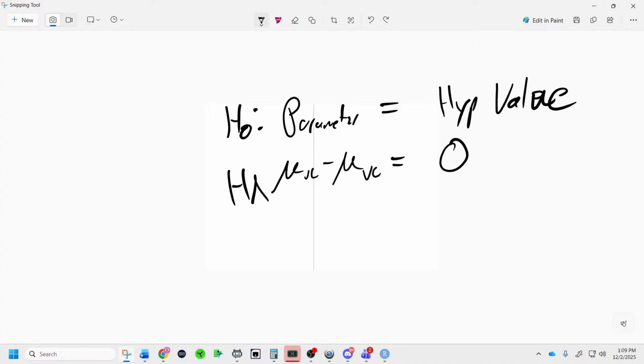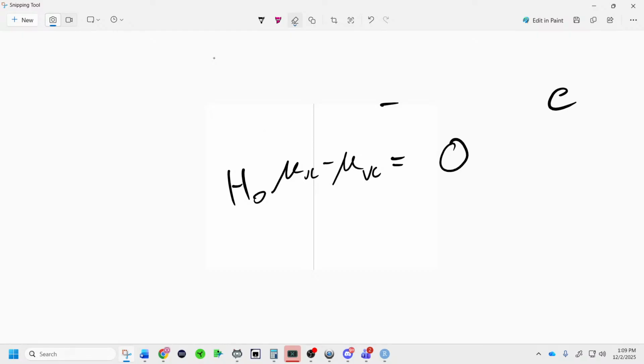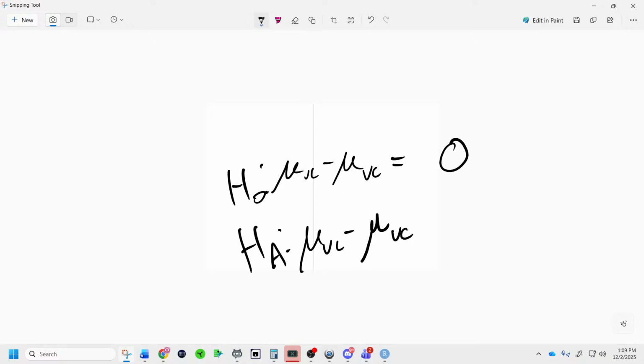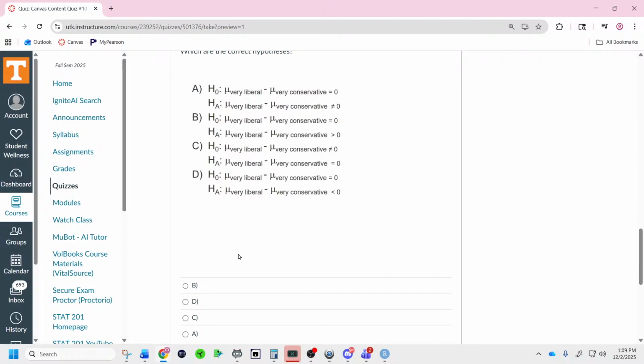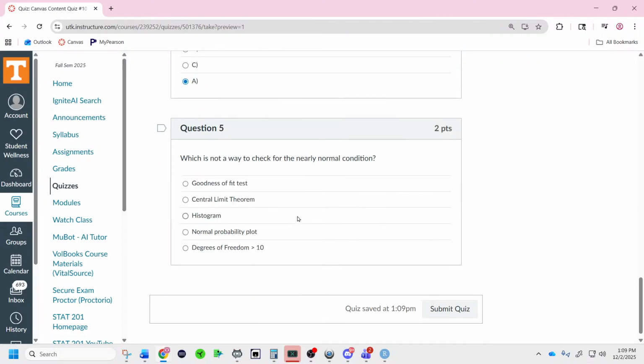Now, once you do this, you write the alternative simply by changing the sign. Everything stays the same, as you can see with the problem, but the alternative hypothesis just changes the sign: mu very liberal minus mu very conservative, and we might say it's not equal to, which is when we're testing if there's a difference. I think it's just that there's a difference. I don't see a sidedness. So the answer is A. Watch out, I don't love that it's mixed up, but there's the answer.